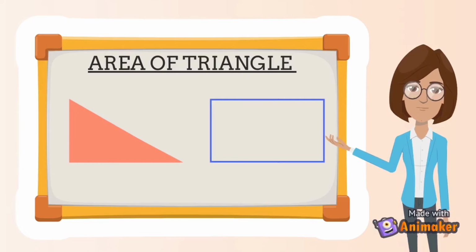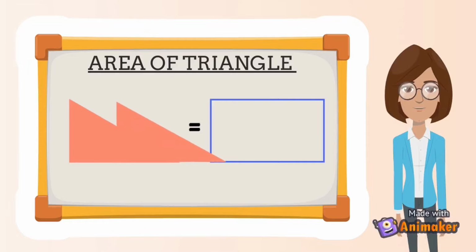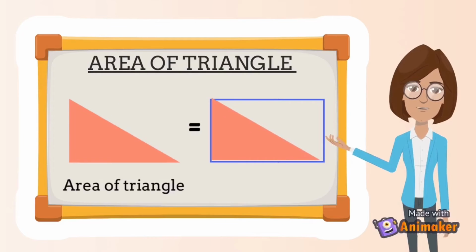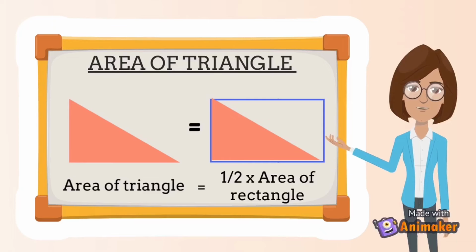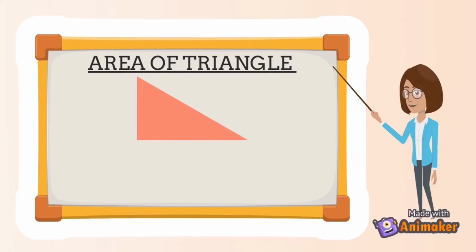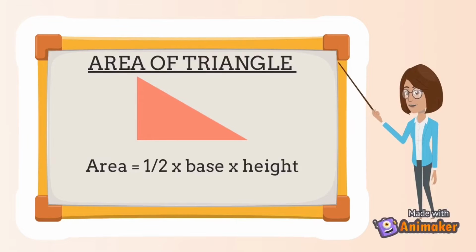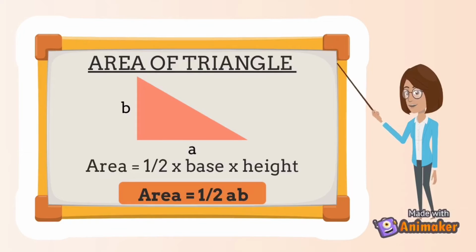For a triangle, it actually comes from half of a rectangle. So, the area of a triangle is equal to half the area of a rectangle. The area of a triangle equals 1/2 multiplied by base and height. Let A be the base and B be the height of the triangle. So, the formula for the area of a triangle is 1/2 AB.